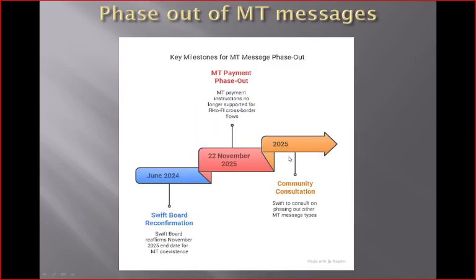This is kind of general information: when this group was formed, what the key milestones are. In June 2024, the Swift board recommended the information, and they mention that till 2025 the coexistence period will be there. After November 2025, the coexistence period will not be there. MT will be totally replaced, no longer supporting FI to FI transfer. This kind of information is mentioned in this slide, before 25 and after 25 November 25.